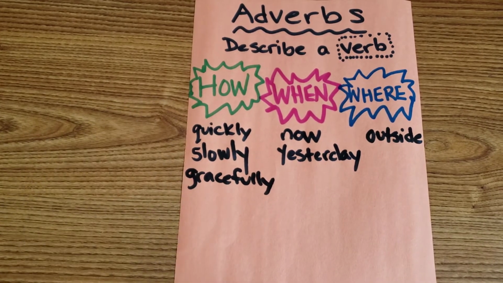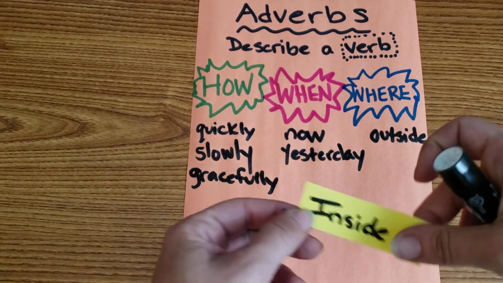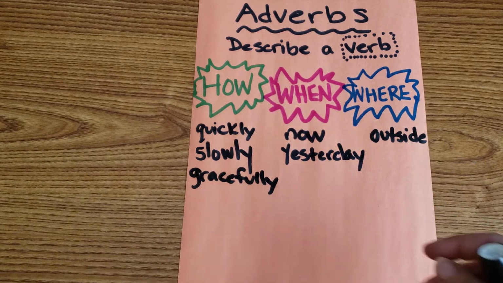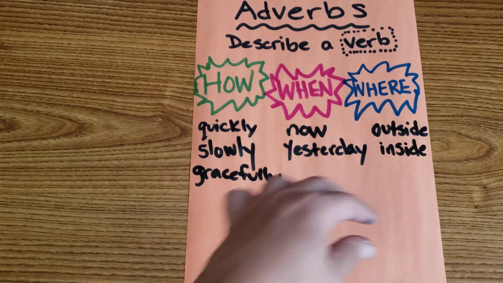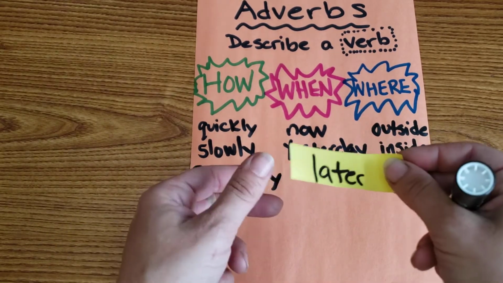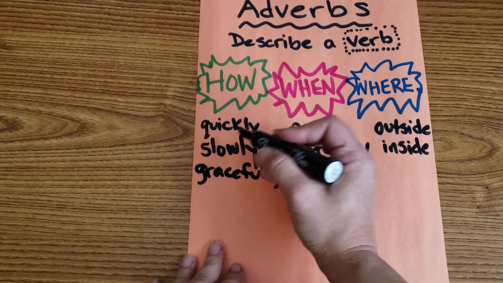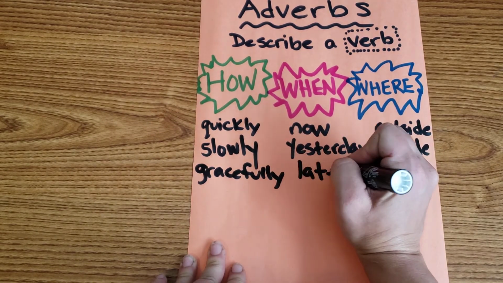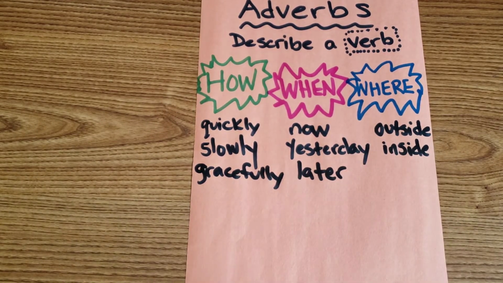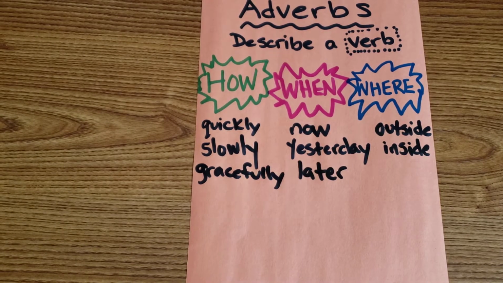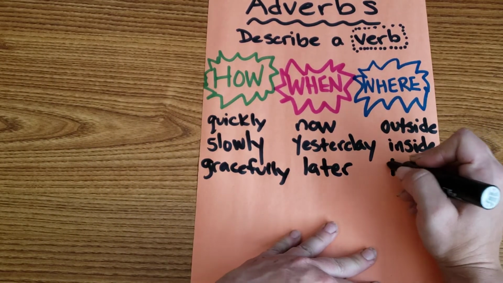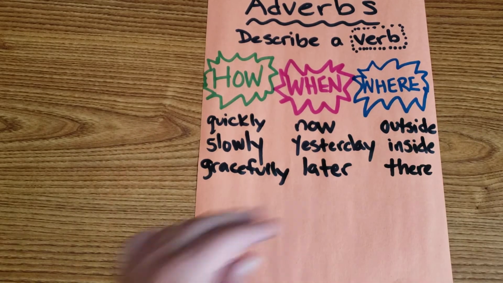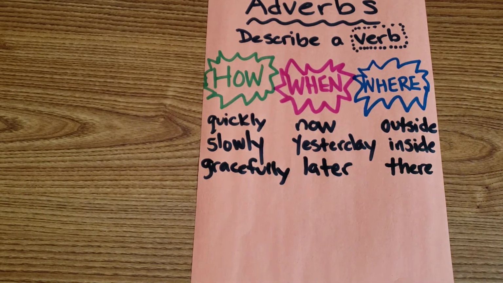Right? Let's see, what are the other ones? About inside, right? If outside tells us where, so does inside. And then we have later. Later is another adverb that tells us when. Okay, let's see. We did quickly. What about there? There tells us where it happened, right? There tells us where. It rhymes.